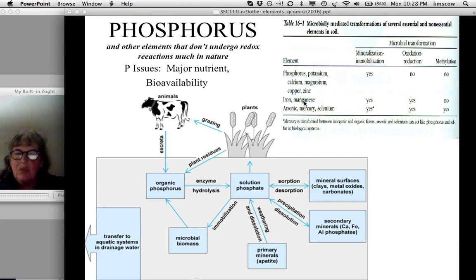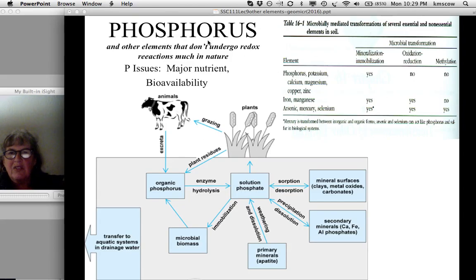Iron and manganese, which we already know about because we know they're electron donors and acceptors. Yes, they do engage in oxidation reduction reactions. They don't methylate, but of course they're mineralized and mobilized. Everything is mineralized and mobilized. Whereas arsenic, mercury, and selenium have the interesting talent to be methylated. They're also mineralized and mobilized and go through oxidation reduction, but they are susceptible to this methylation process, where microbes stick a methyl group on the molecule for reasons that we don't entirely understand. So that's sort of a general roadmap of these different elements.